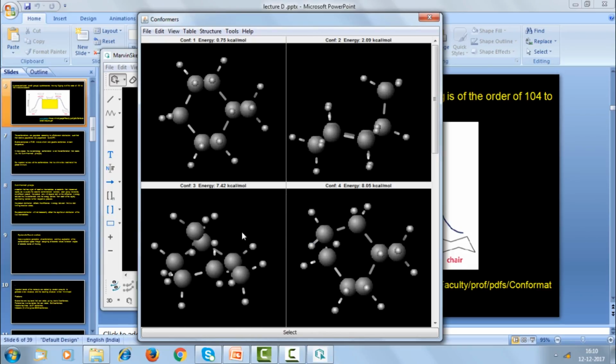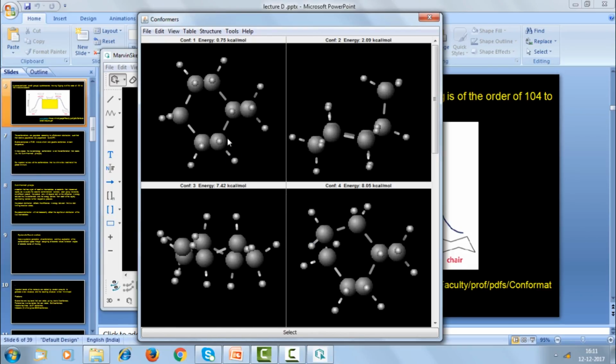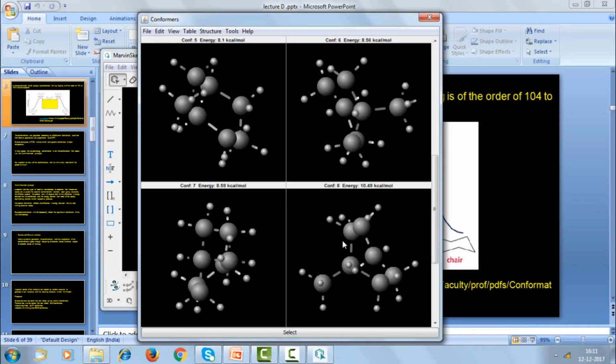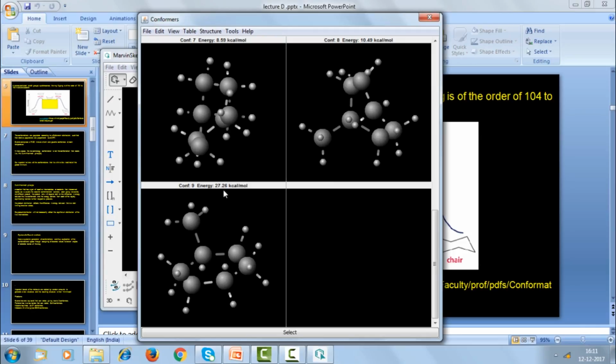This is a 7.42 conformation. This is 0.75, still lower than this. So you get a beautiful picture here, a lot of conformers with different energy. If you want, we can calculate with the MMFF.